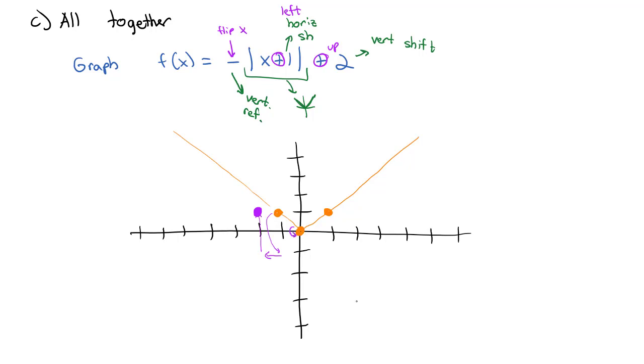0 flips onto 0. Then it's going to shift left 1 and up 2. Then I can take my next point. It's going to flip down to -1, left 1, up 2, and there's my new point. And now if I connect the dots, we can see my new graph is this shifted absolute value graph. So that's how we can transform our functions. We can move them left and right, up and down, and reflect them.